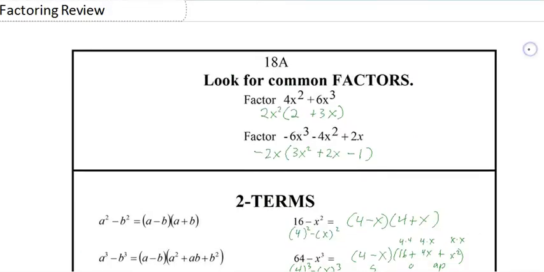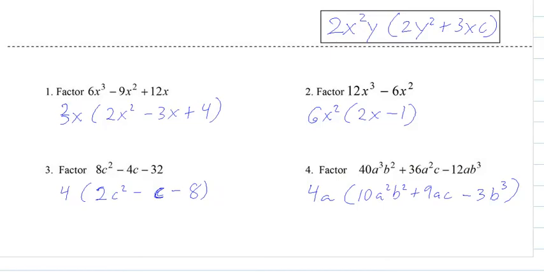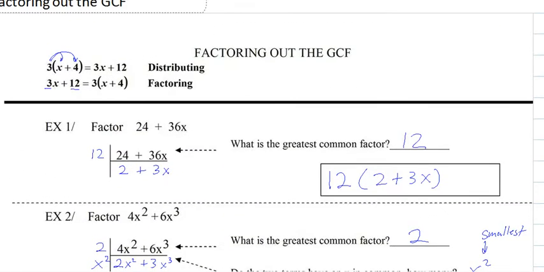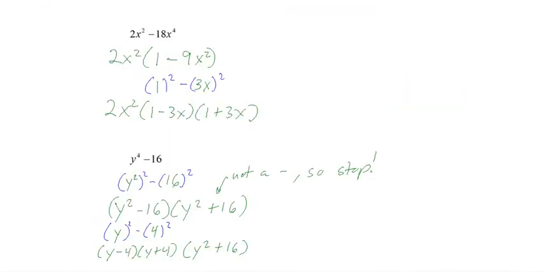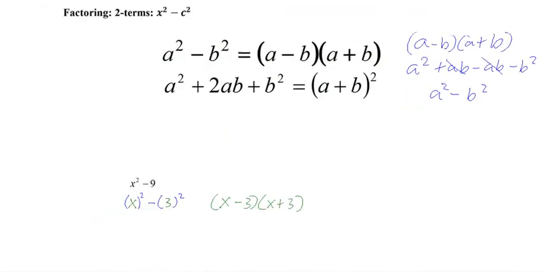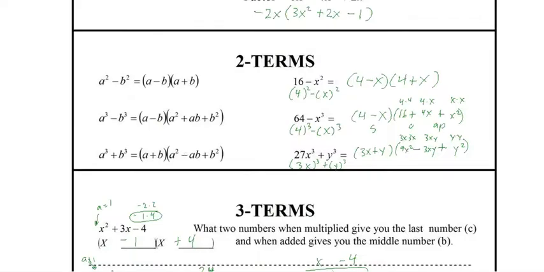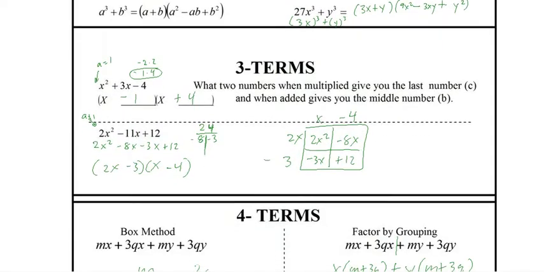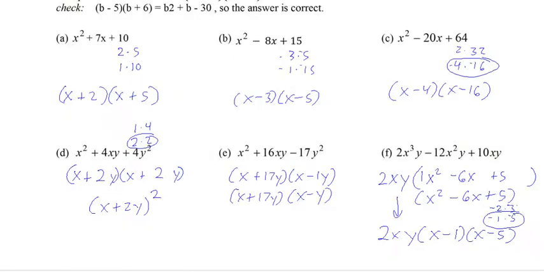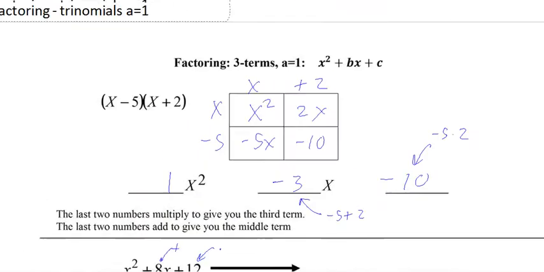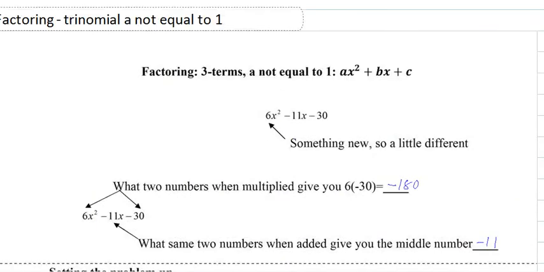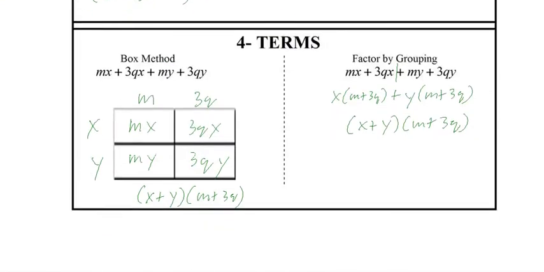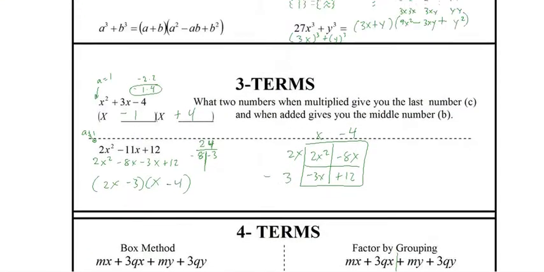So we have GCF, and that's that video. We have 2 terms, and that's that video. And then we have 3 terms, and you have the a equal to 1 video, and the a not equal to 1 video. And then you also have the last one, which is 4 terms.